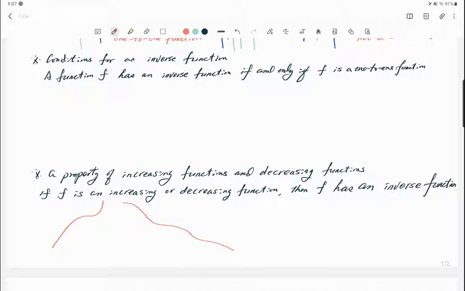So increasing functions and decreasing functions are one-to-one functions. Okay, this means these are one-to-one functions, increasing or decreasing functions. Since these are one-to-one functions, this function has an inverse function. So the inverse is also a function.